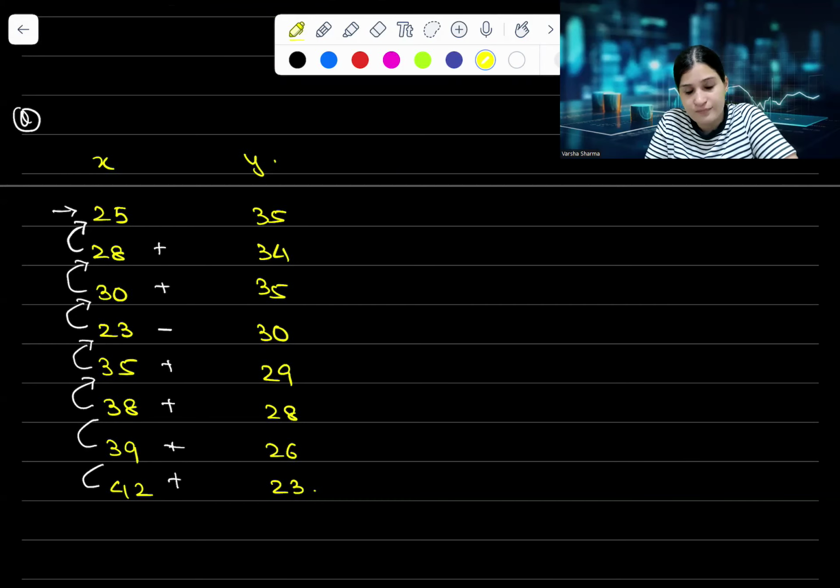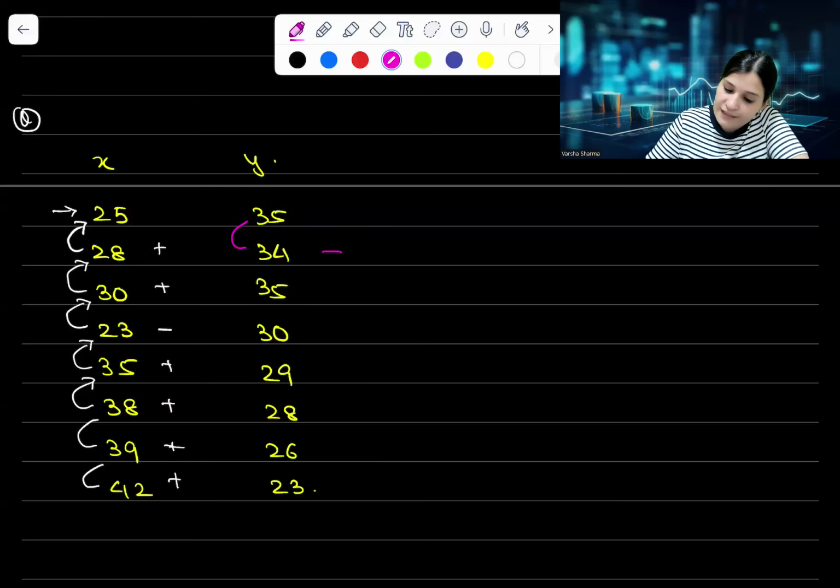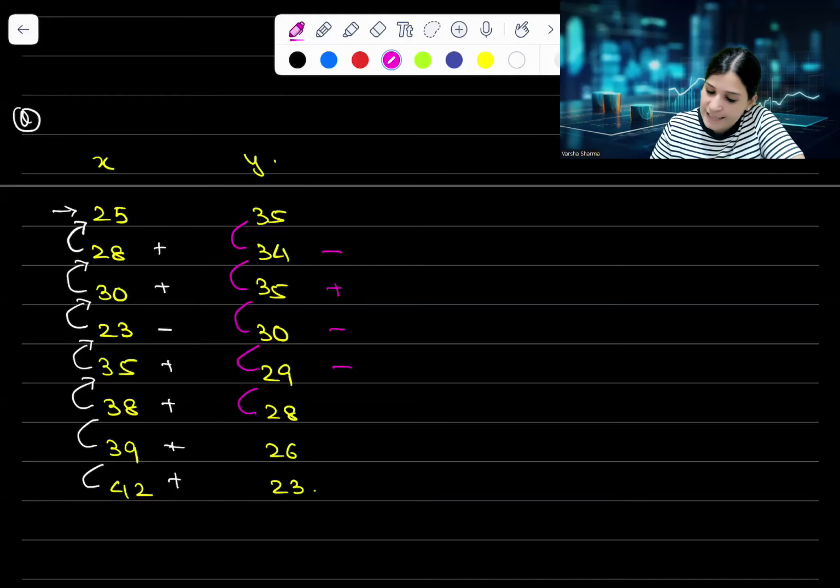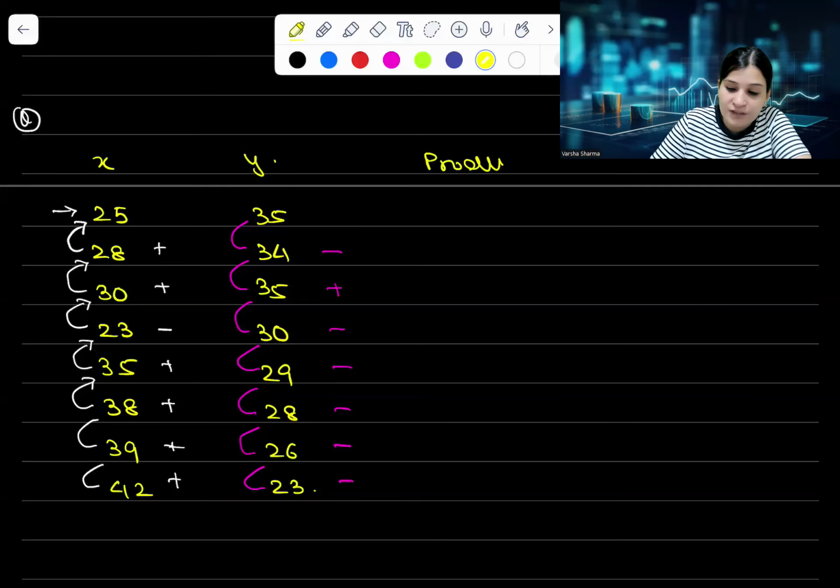Yes, ma'am. Now, let's do the same thing for Y. 35 will not get a sign. 34, minus. 35, plus. 30, minus. 29, minus. 28, minus. 26, minus. 23, minus.